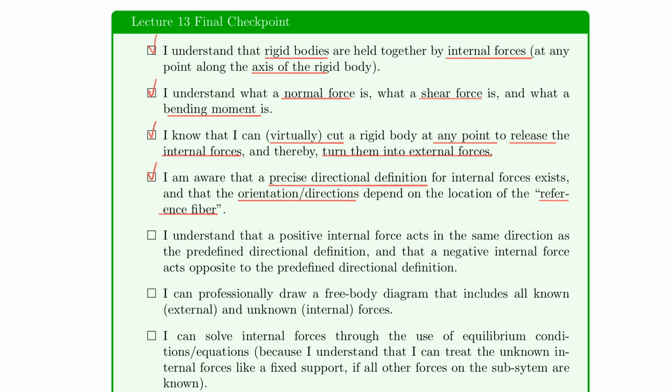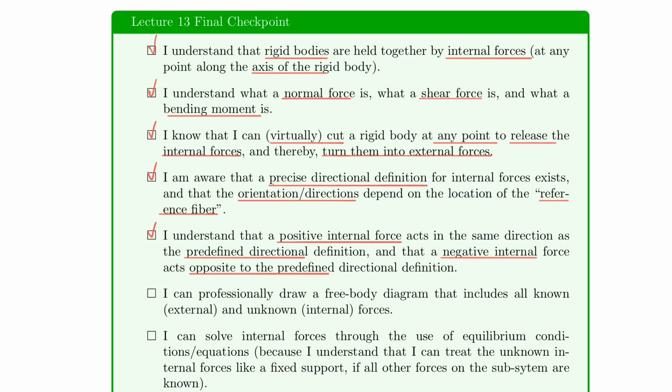Then we need to understand that the positive internal forces always act in the same direction as the predefined ones, right? This is something that was inherent to what we talked about. The predefined is really what you have on your little study card. If the value comes out to be positive, then it goes in the same direction. If the value comes out to be negative, then it is actually opposite to that. However, you will never flip around the forces here. You will always keep them positive or negative, and that will become more clear as we go through further lectures. But for now, we understand that there's a predefined positive and a predefined negative.